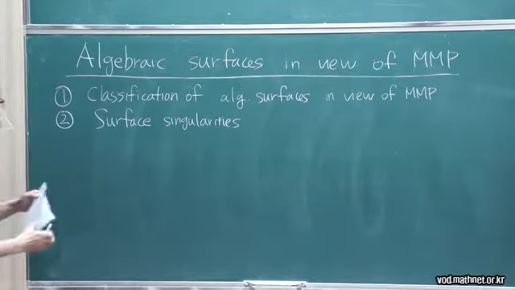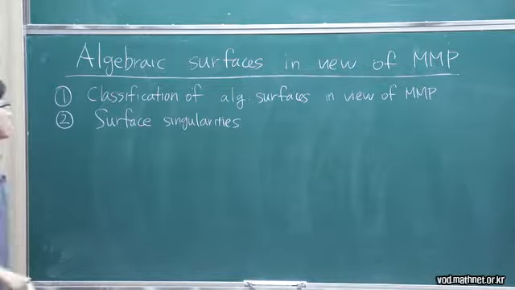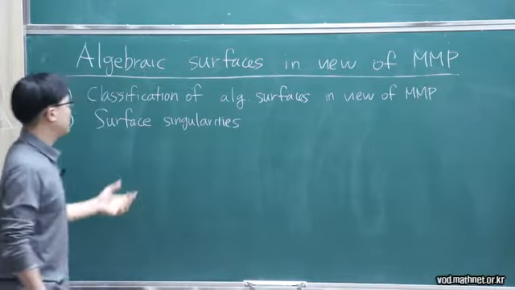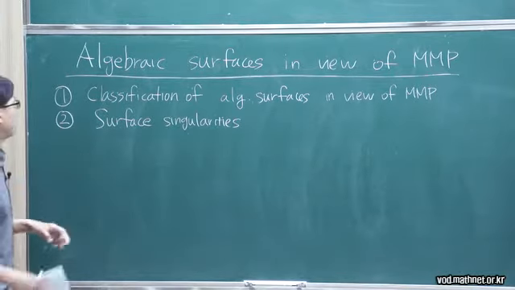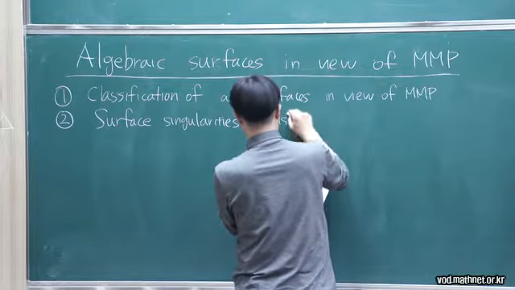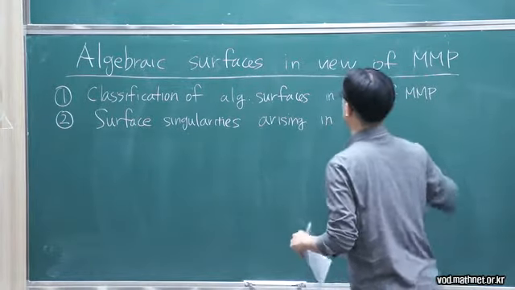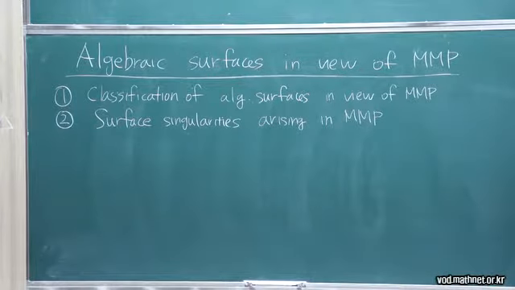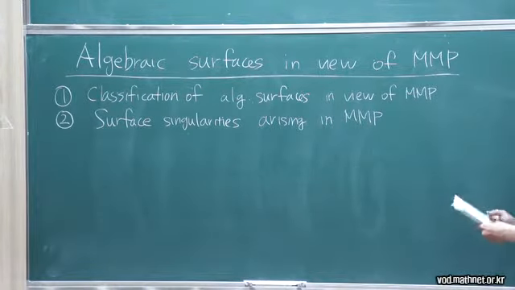So actually, in MMP for surfaces, singularities are not needed. One can run MMP for smooth surfaces, but in higher dimensions, singularities are unavoidable. So as a basic toy example, I'm going to view the surface singularities arising in MMP. And it turned out that it is quite well suited for the classical notion of surface singularities and the notions in MMP.